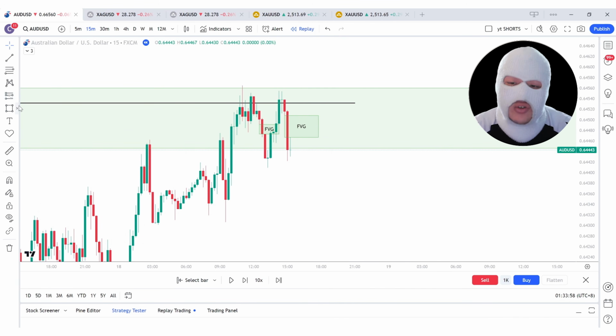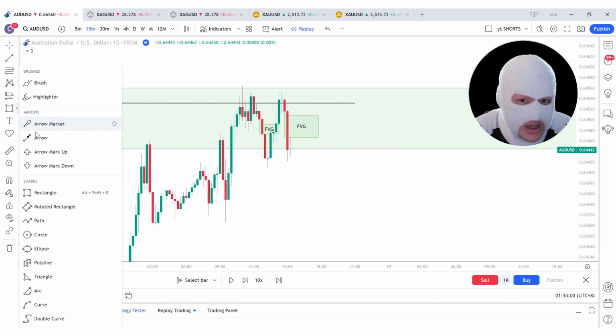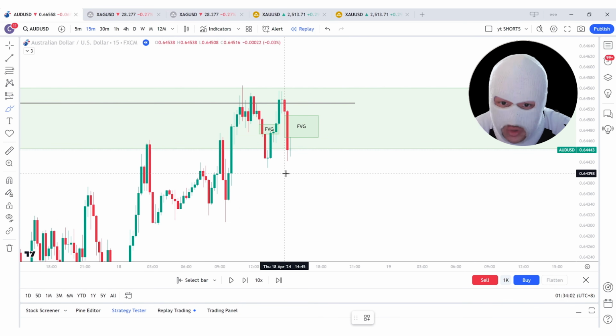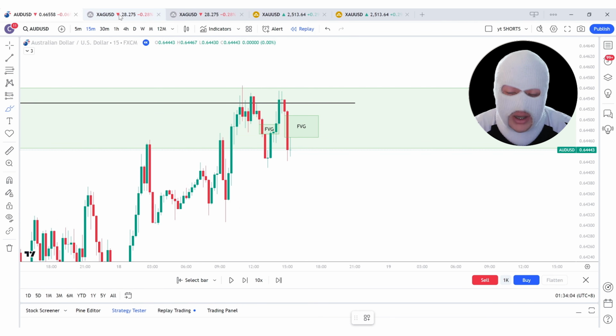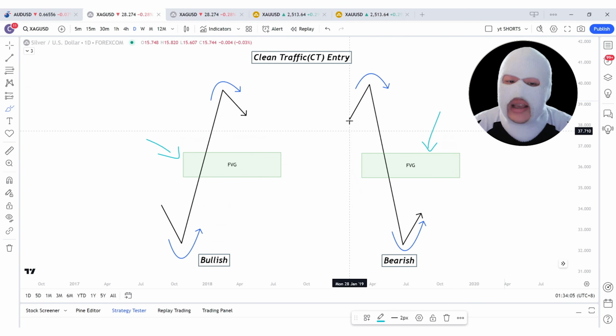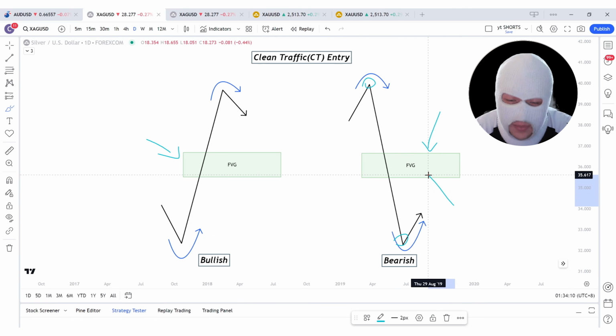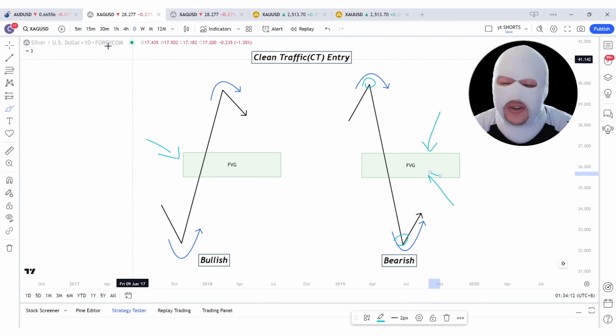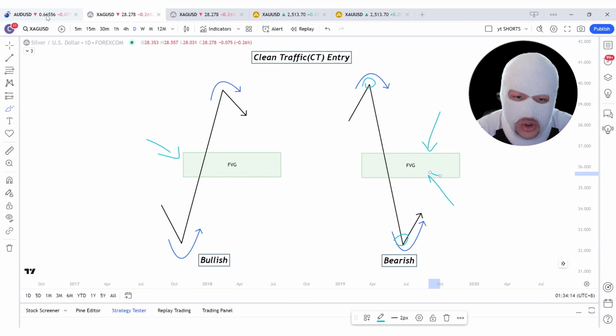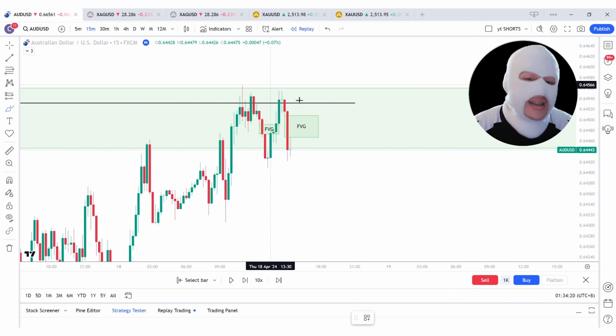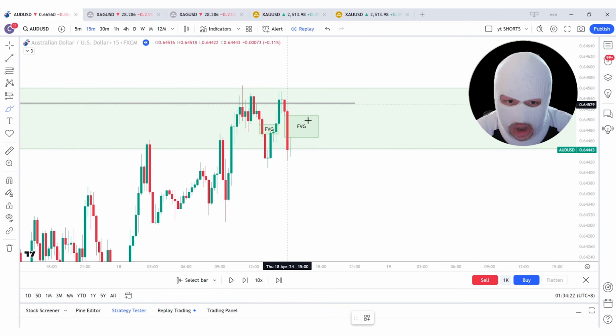The clean traffic entry we would be looking for in this case would be a bearish clean traffic. Just a quick recap. We're looking for a swing high to a swing low that contains a fair value gap in between. The thing that differentiates the CT entry from the regular entry is the fact that we need two clean traffics to have a valid entry. So let's take a look at what that actually looks like in the chart here.